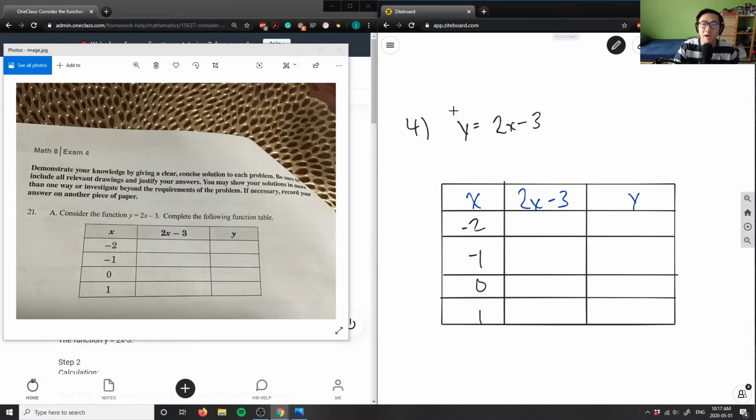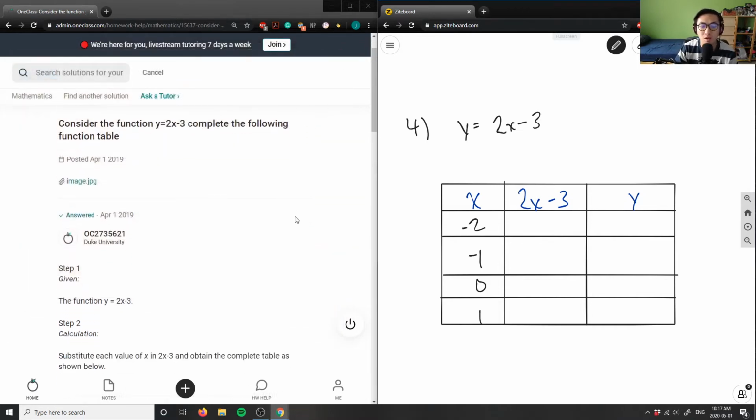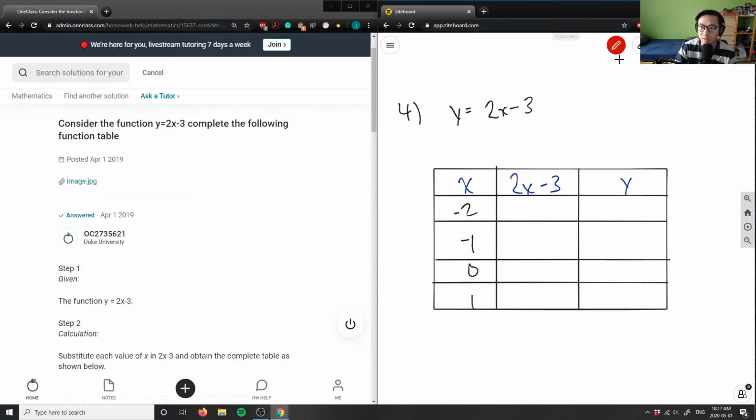And I have to complete the table here, right? So basically all we're going to have to do is just substitute our points, right? So 2x minus 3 here is simply, I can substitute x equals -2 for 2x minus 3. So let me just do a sample here. I'm going to substitute my -2 here, right? So 2 times -2 minus 3.